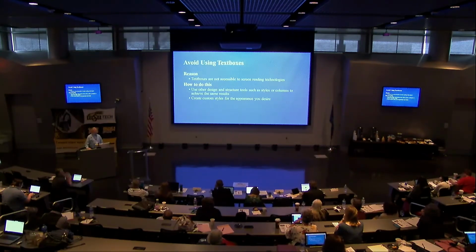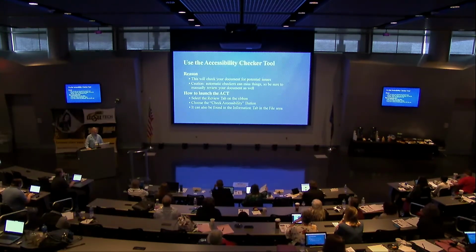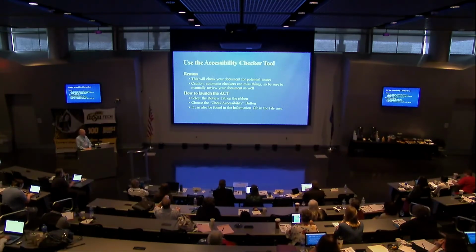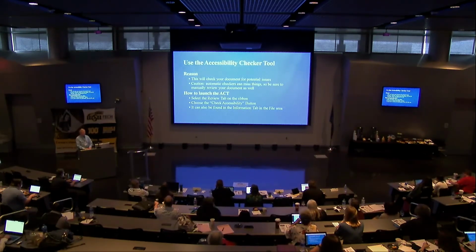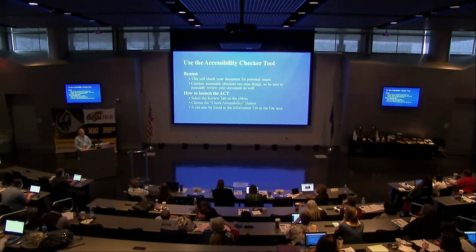Yep. Okay. Slide 26. Use the accessibility checker tool. This is a really neat tool, came out in Office 2013. It automatically looks at your document and tells you if there are some issues to be concerned about, okay? It's an automatic checker. So there could be some false positives and false negatives. There could be some errors. It may miss some things.